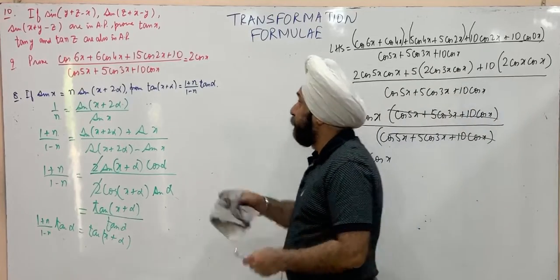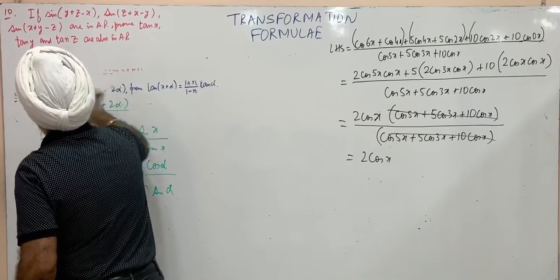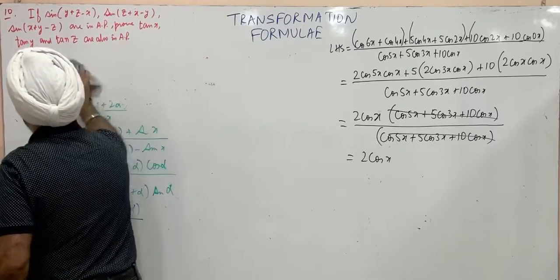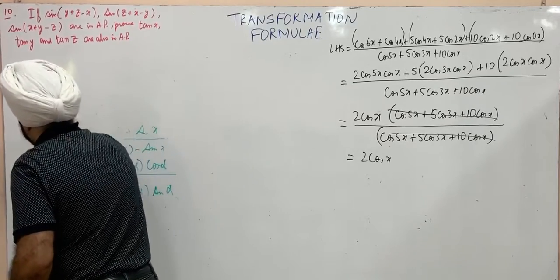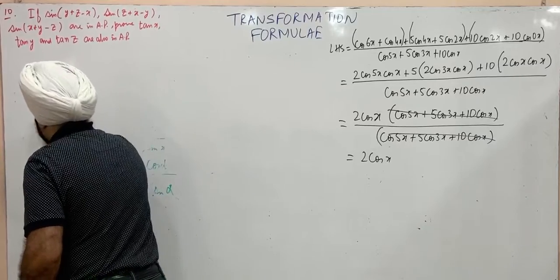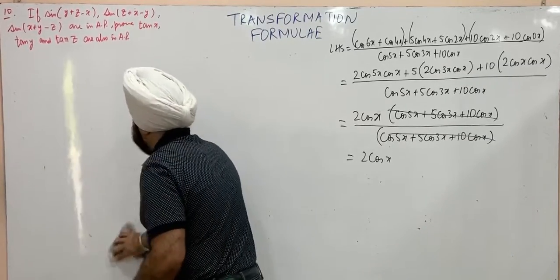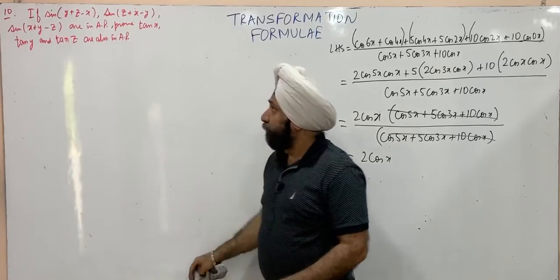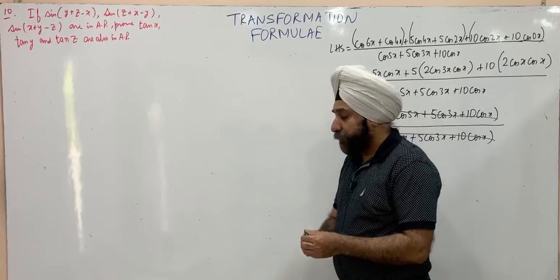Coming to the last one, we are given sine of y plus z minus x, sine of z plus x minus y, and sine of x plus y minus z are in AP. We have to prove tan x, tan y, tan z are in AP.